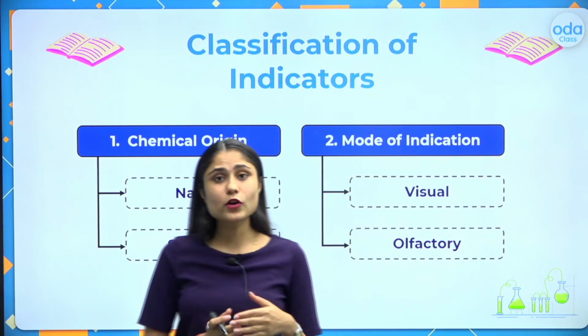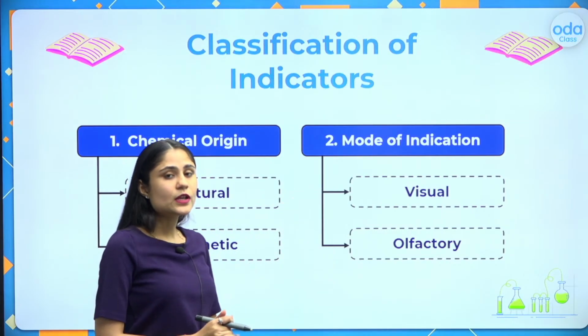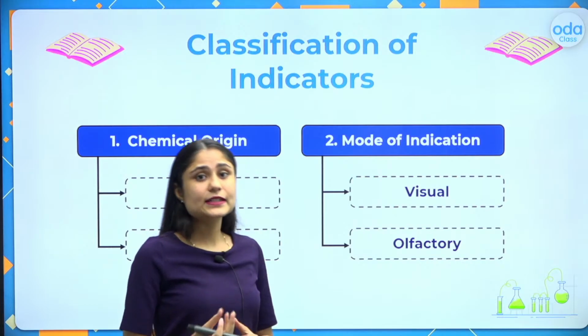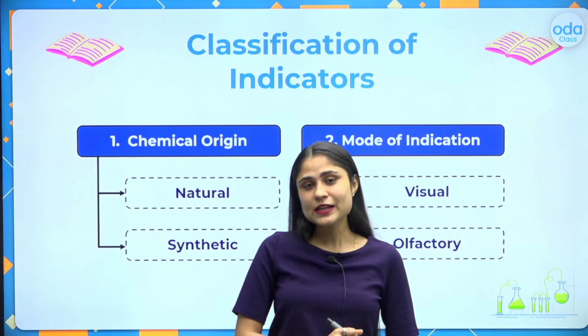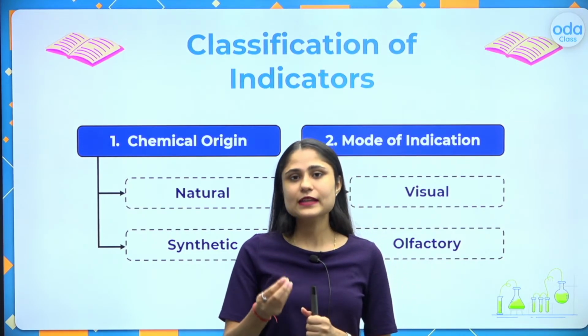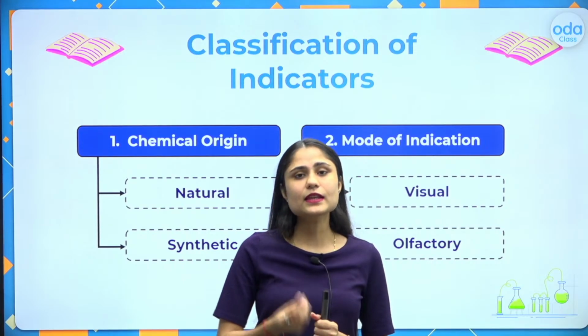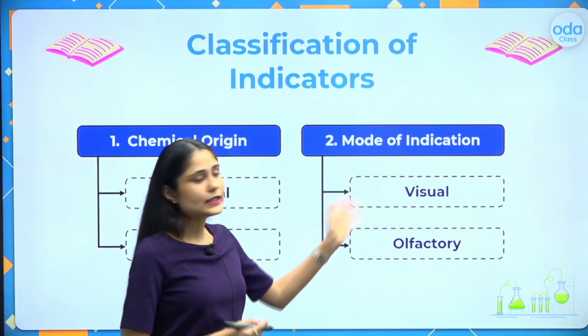Then we move on to the next type of classification, that is mode of indication. So how would an indicator indicate the nature of the substance it is added to? That can either be visual, that for example I add it to some substance and the color changes. That is a visual mode of indication.